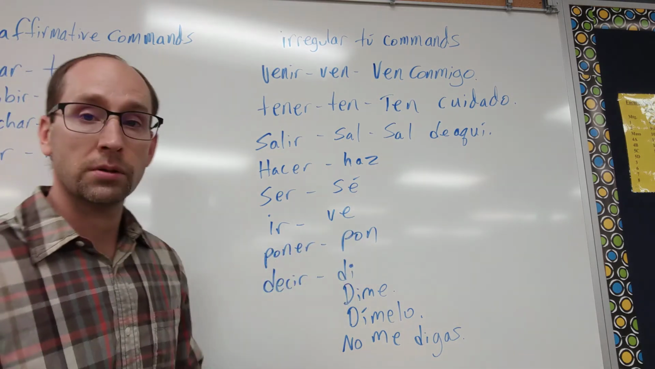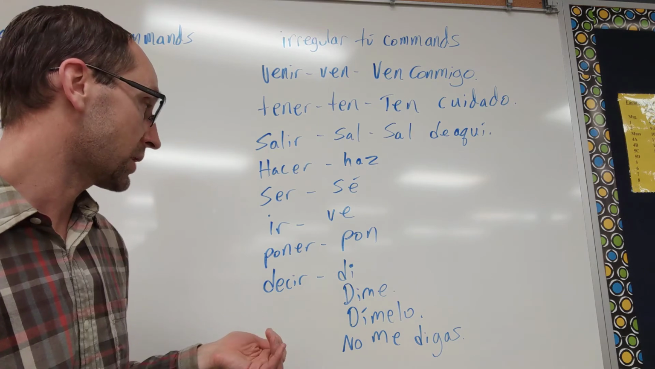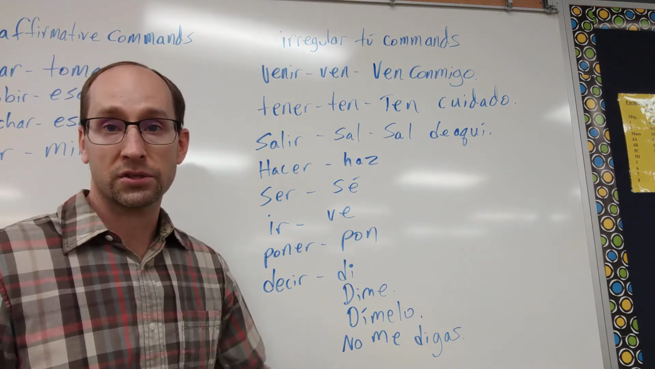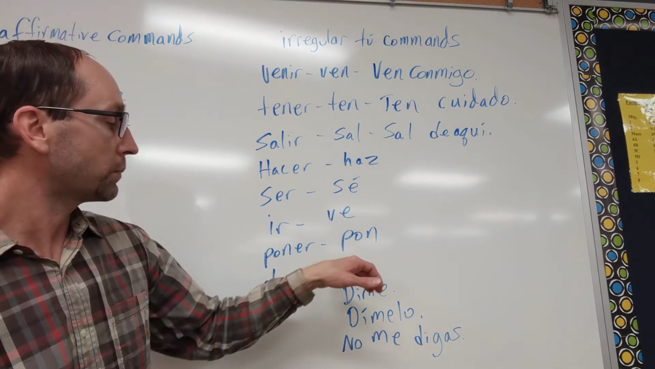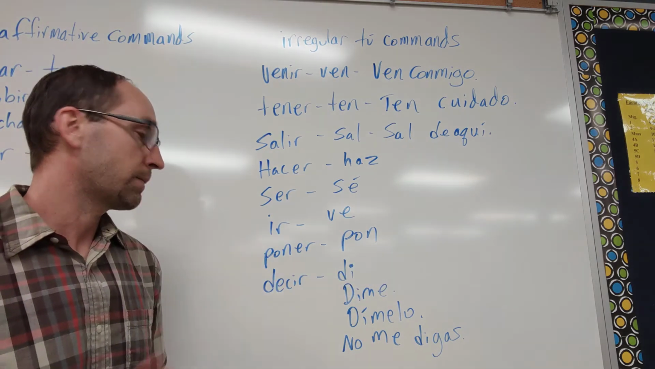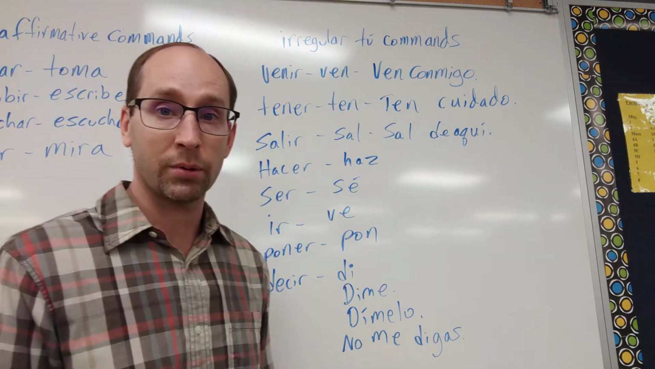Ir goes to ve, V-E. And so I might say vete, which is another common one, coming from irse. Vete is another way to say leave or get out of here. Poner goes to pon, P-O-N. I might say pon la mesa, which could be a tú affirmative command for setting the table.